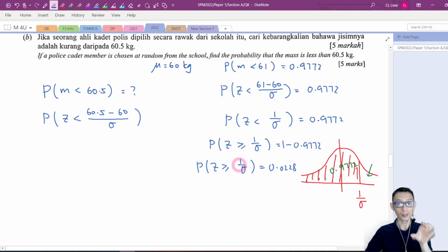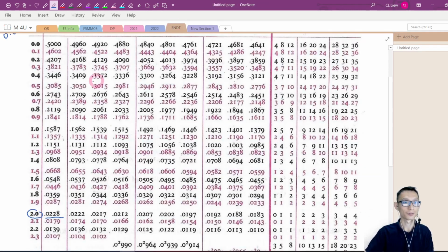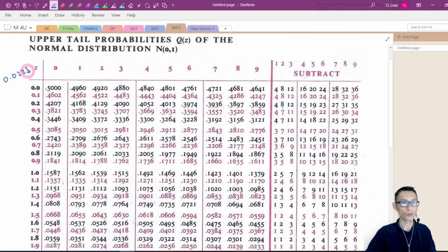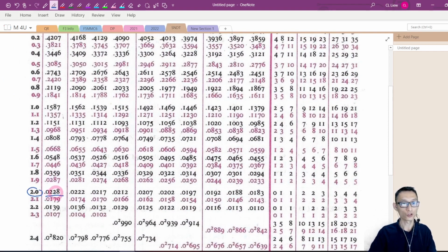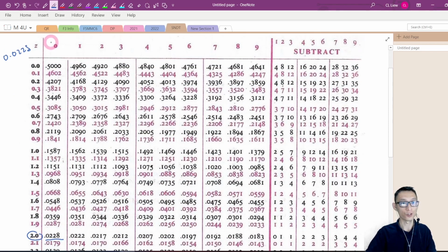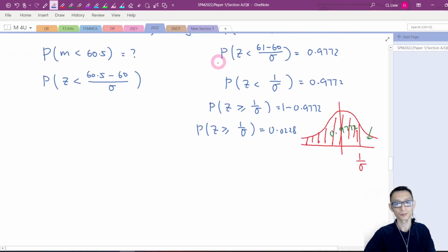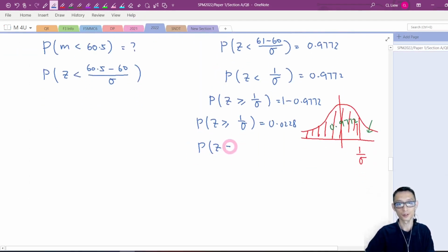So now you can use your table to help you to get the answer. So we want to get the answer inside the parentheses, right? So start from inside, 0.0228. Okay, now we are looking for this 0.0228. Okay, it's over here, 0.0228. So the answer is 2.00. You can just write 2. So by comparing these two, you know that 1 over sigma, which is standard deviation, is equal to 2, and the standard deviation is equal to 1 over 2.